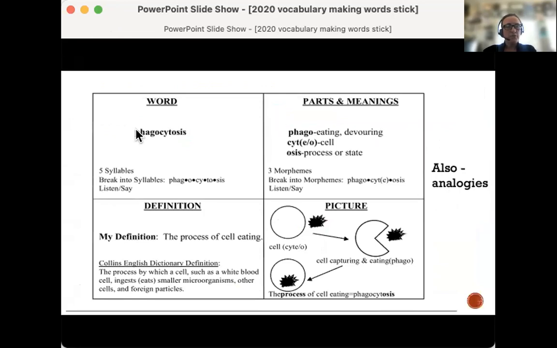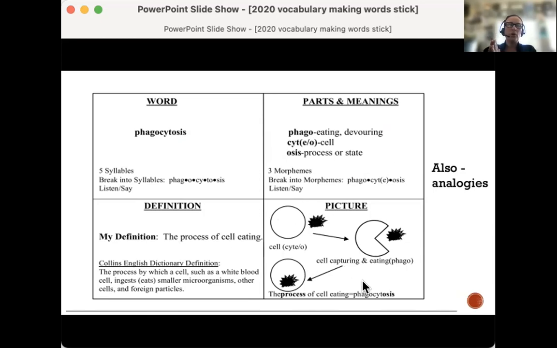So here we have this word, phagocytosis. Breaking it up, you know what the pronunciation is. Phago means eating or devouring. Cyte is cell, and osis is the process or state. So there are three meaning parts, right? And then if you look at these different parts, my definition is the process of cell eating, right? And then you have a picture.